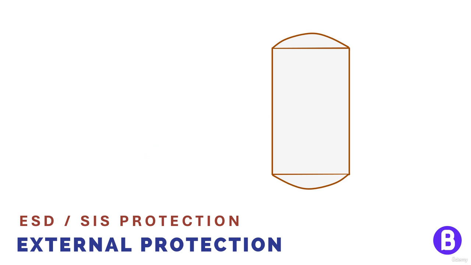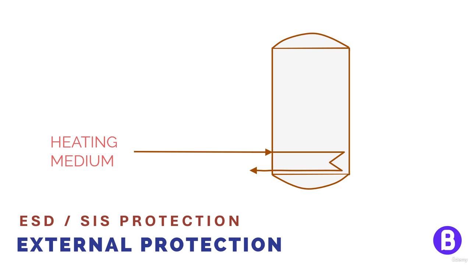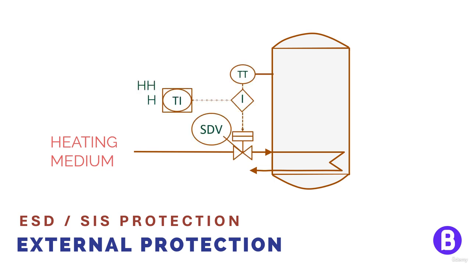Another example can be shown in a reactor which is heated by steam. We are afraid of overheating due to excess steam. So we shall add a shutdown valve on the steam inlet to stop the steam flow and protect the reactor from overheating.